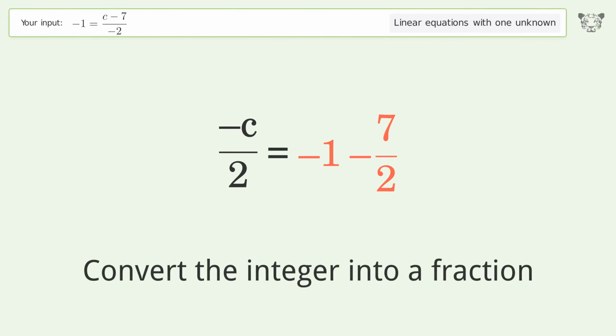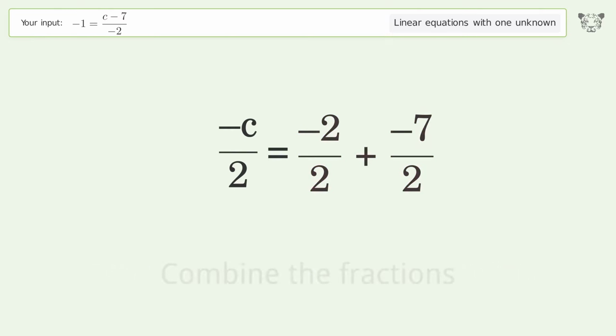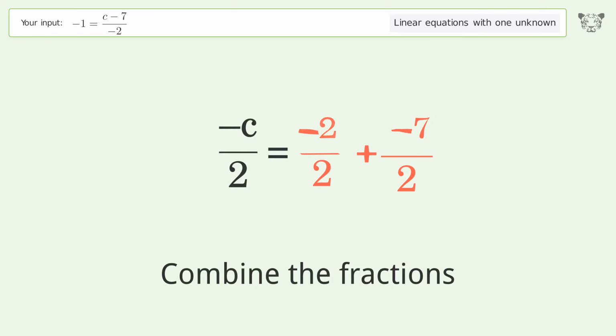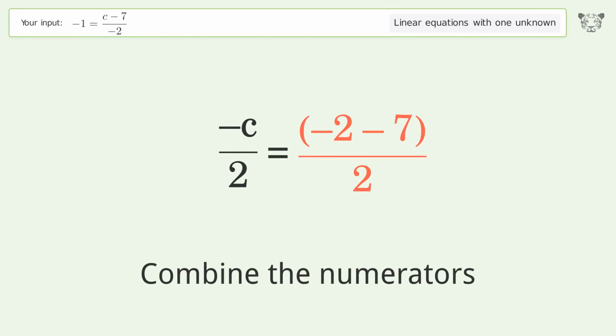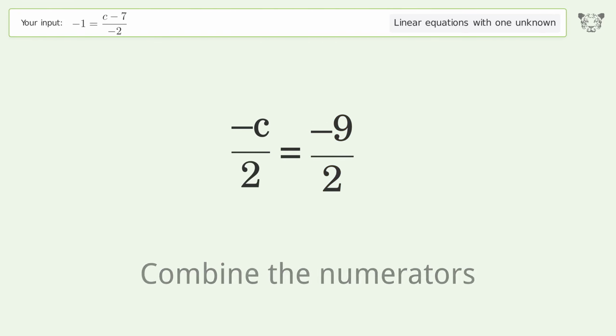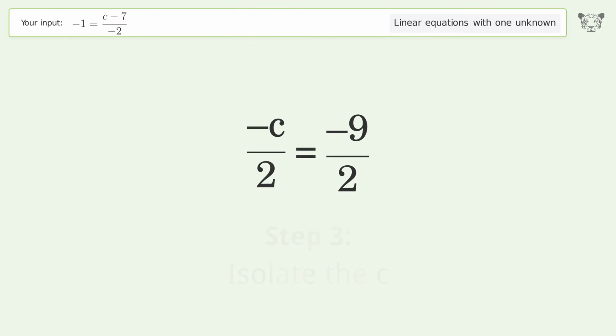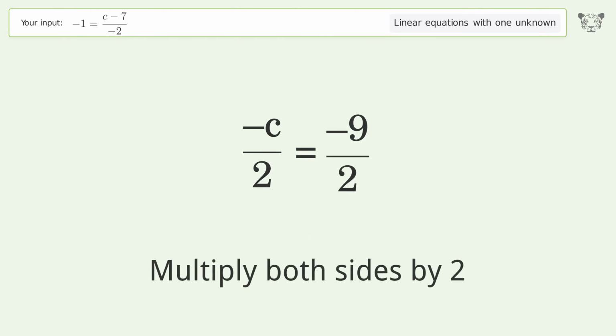Convert the integer into a fraction. Combine the fractions. Combine the numerators. Isolate the c. Multiply both sides by 2.